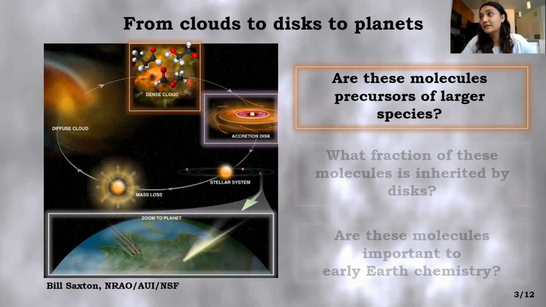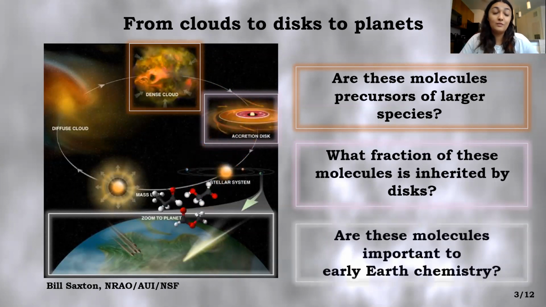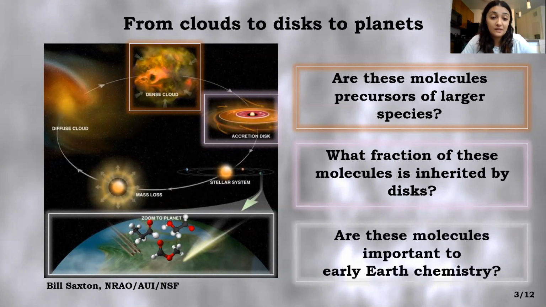Some of the big questions that we still have, for example, are: when these molecules are released into the gas phase during the warm-up period, do they engage in further reactions, and to what extent? What fraction of these molecules is inherited by the disk? And then an even more fundamental question: are these molecules essential for chemistry on the early Earth? If we want to better understand our origins, it's important to investigate the formation of molecules in interstellar clouds that we may have potentially inherited.